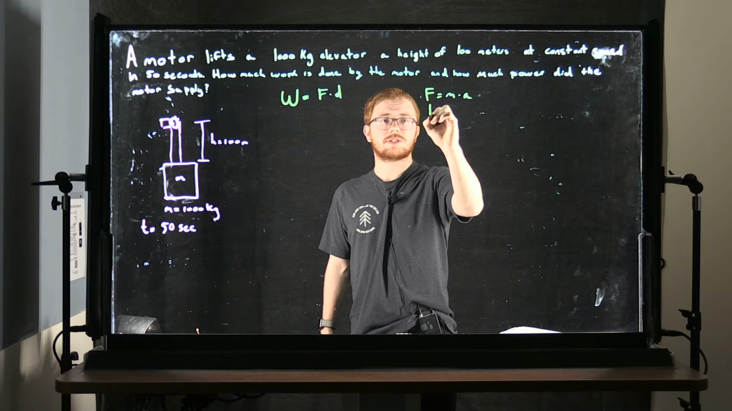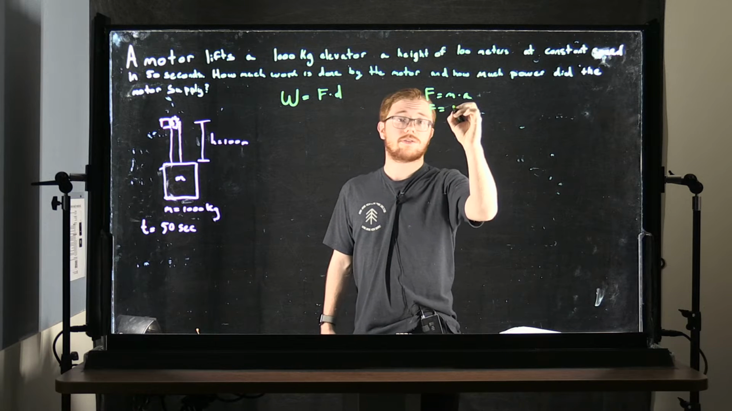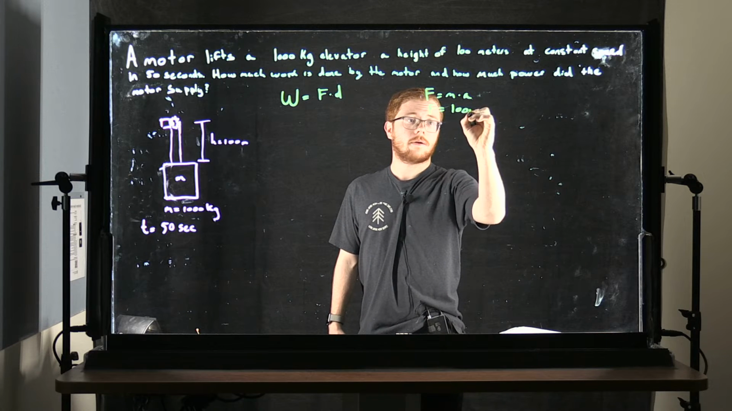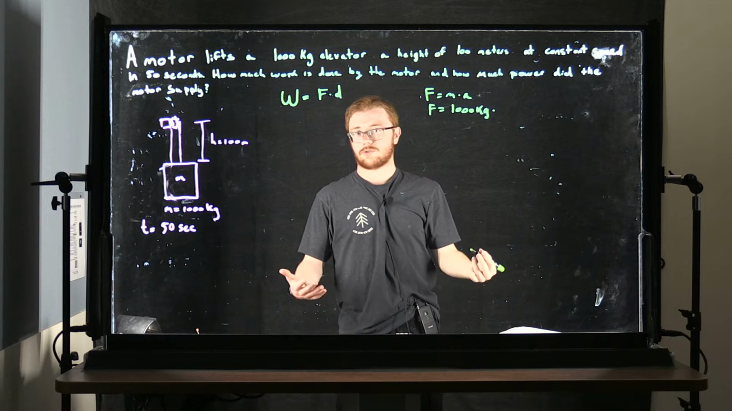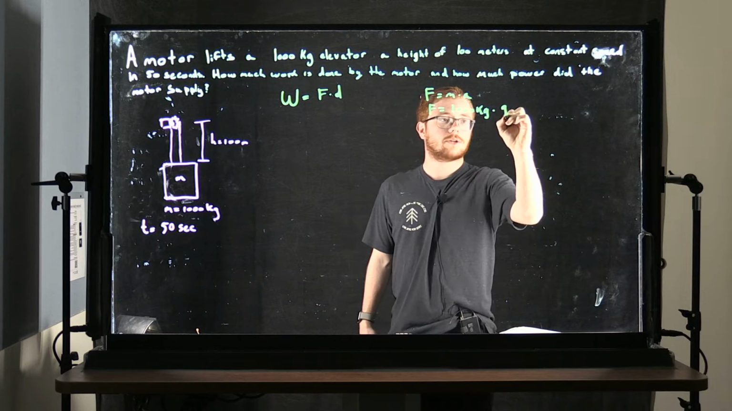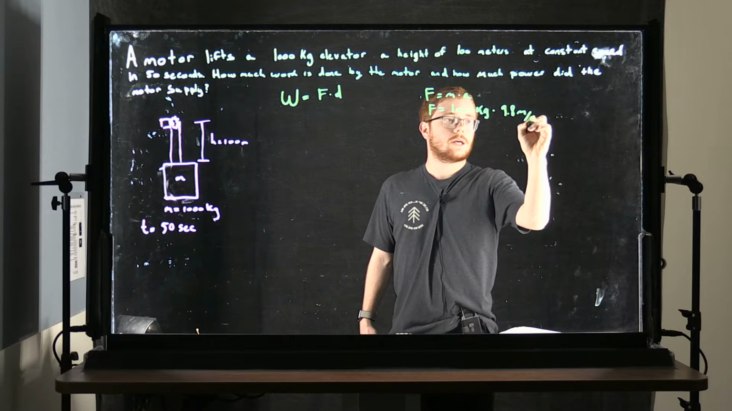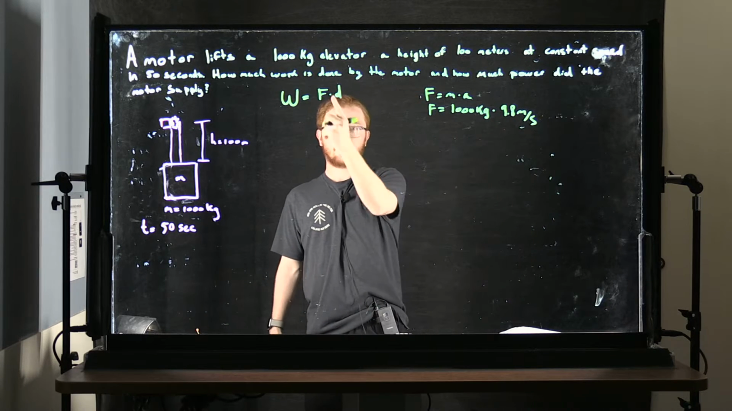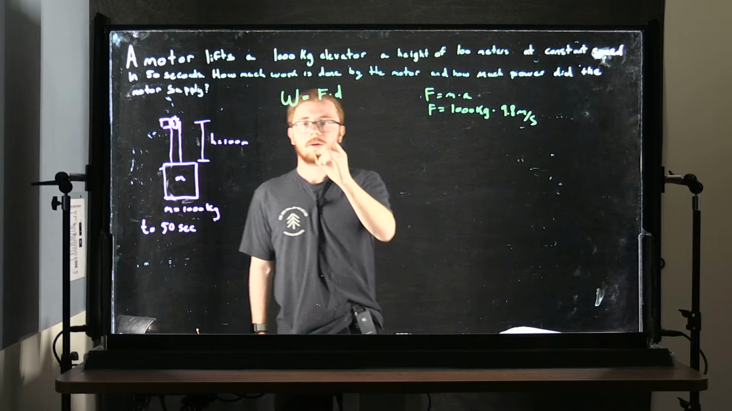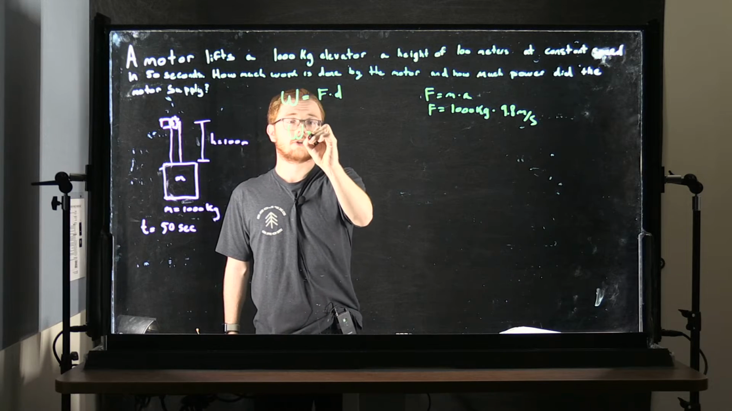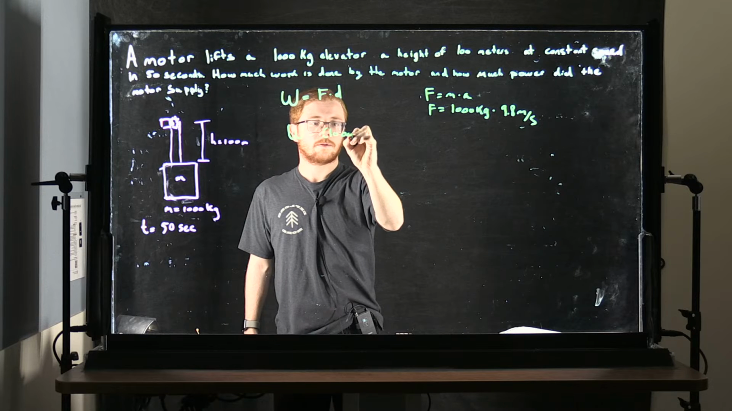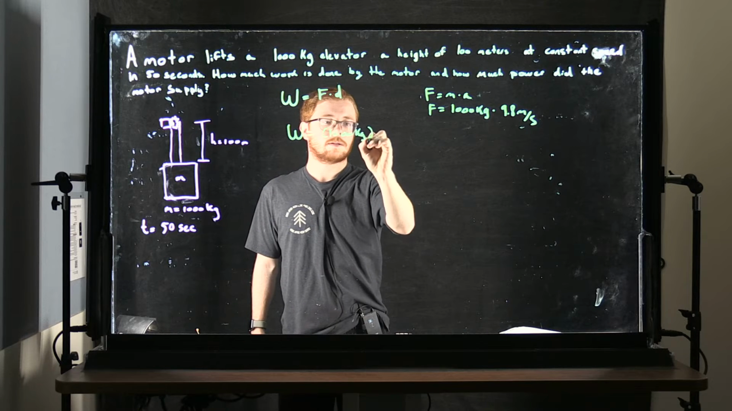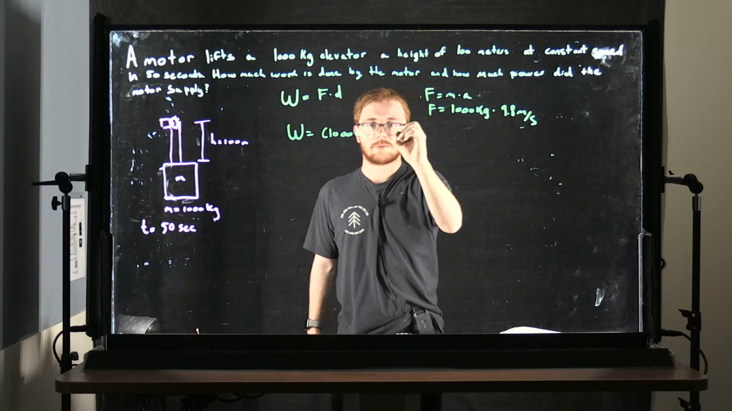So we can find the force to be the mass, which is 1,000 kilograms, times acceleration. And for acceleration, we can use gravity, which is 9.8 meters per second squared. So now that we know force, we can easily plug it into our work formula. So we can determine it to be 1,000 kg times the 9.8 meters per second squared.